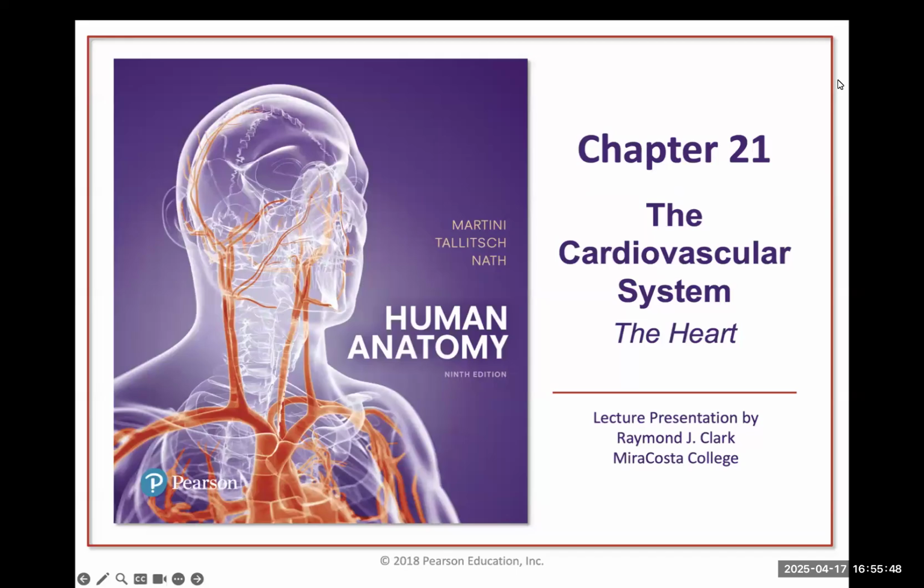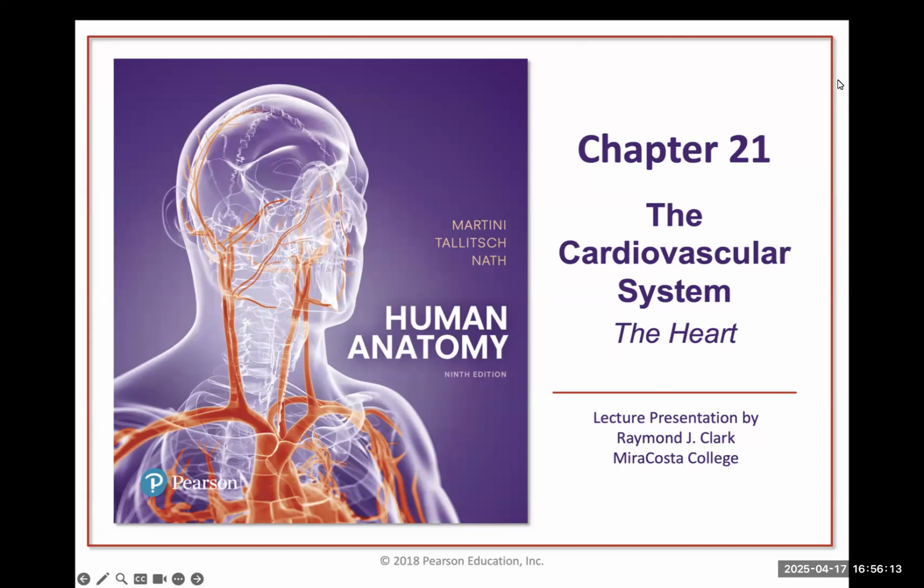Well, folks, welcome to the heart chapter. As I mentioned before, this is the cardiovascular system and it's broken into three chapters: blood, which we just covered, the heart, and then the blood vessels. The heart lecture is a little bit long. It generally takes me about an hour and a half to finish it, so I'm going to try to split this into two lectures.